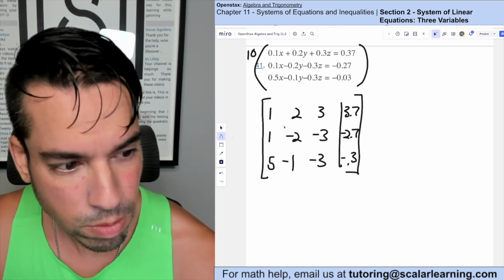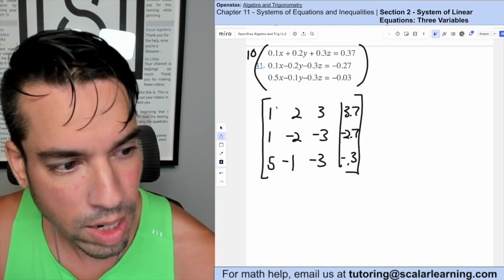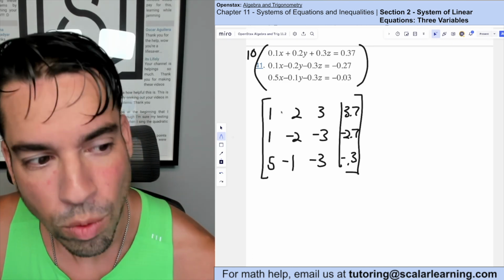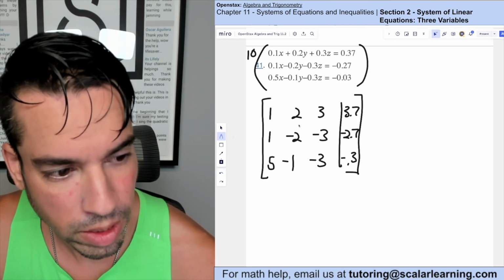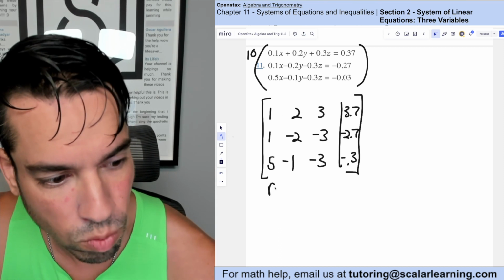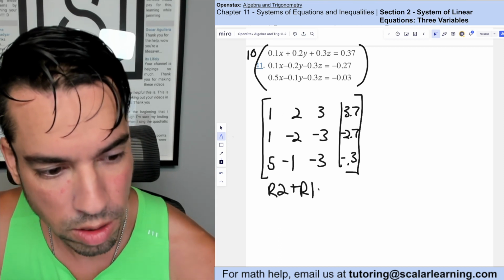All right, now we're in a great spot. Let's start to work our way through. I see a 1 here. That's what we want. And then let's go ahead. So even though I have a 1 here, which is terrific, I see a really nice opportunity to zero out both of these guys simply by adding row 2 to row 1 to get a new row 1.